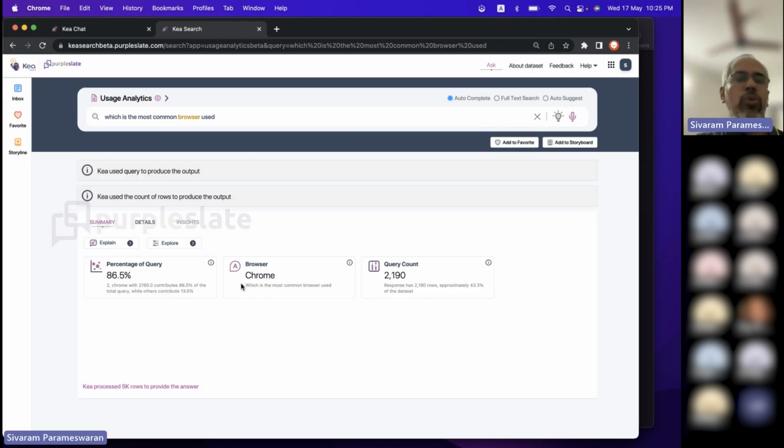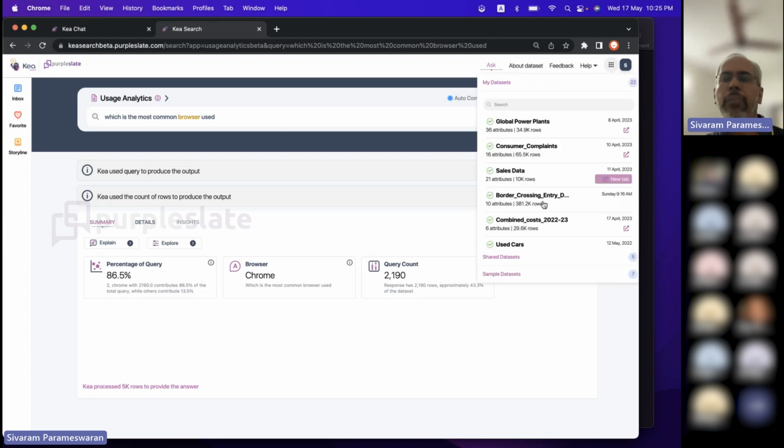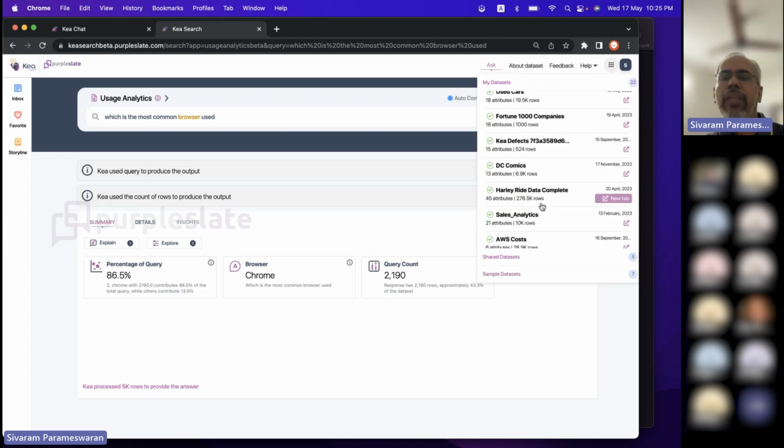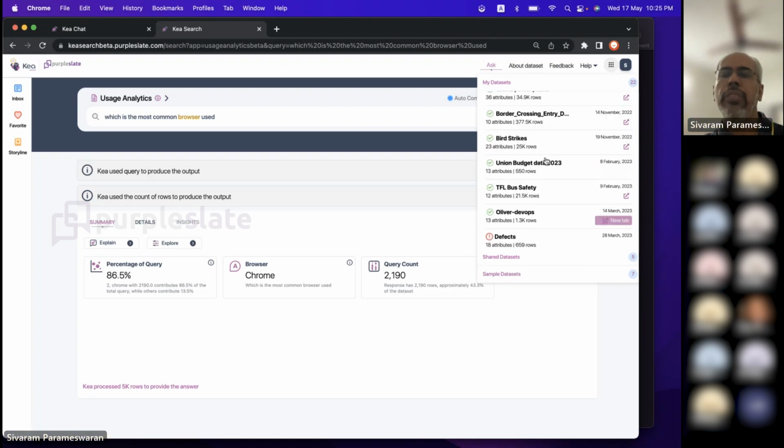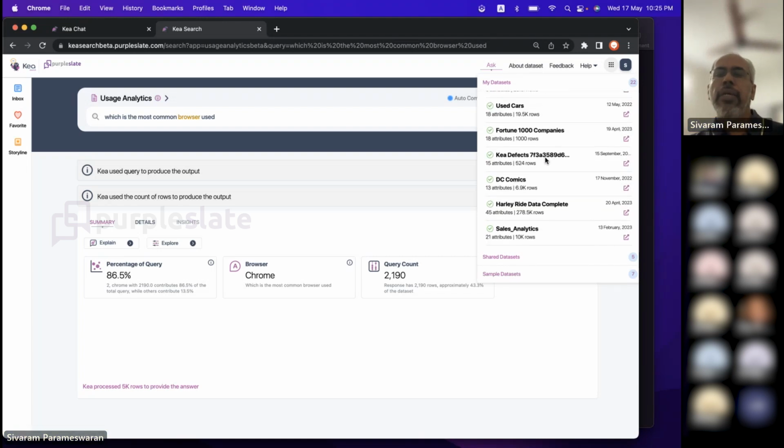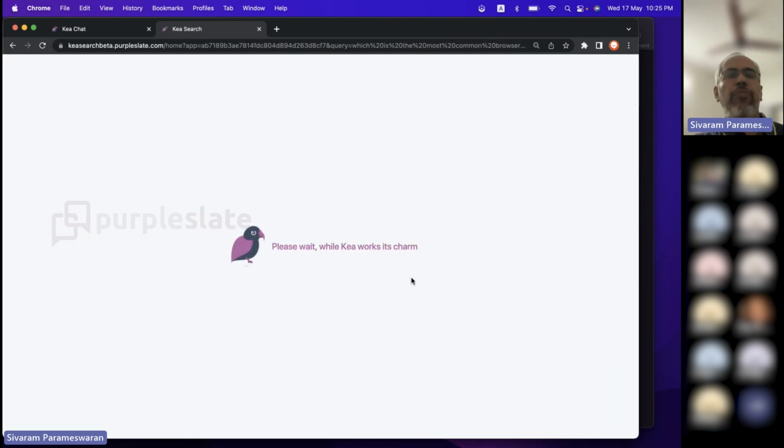So it says Chrome, nearly 87% of the questions come from Chrome. Any kind of data, absolutely, it doesn't matter. In fact, for this, it logs in and taps into our usage logs. For example, I have another example here. Let me go to the defects. Yeah, so this one, we make use of Notion internally.